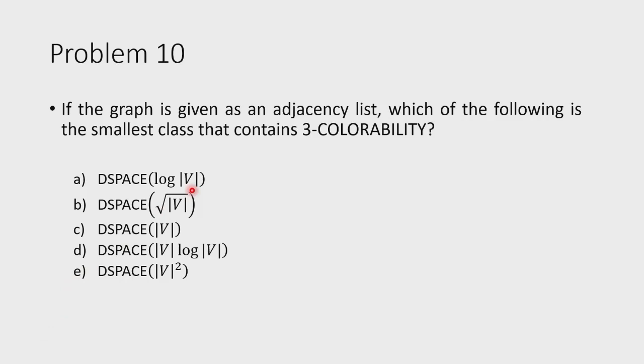So the next problem is, suppose that you are given a graph as an adjacency list. Then which of the following is the smallest complexity class that contains the 3 colorability language? The options are DSPACE log of size of V, where V is the vertex set of the graph, DSPACE square root of log of size of V, DSPACE size of V, DSPACE size of V log V, or DSPACE size of V square.